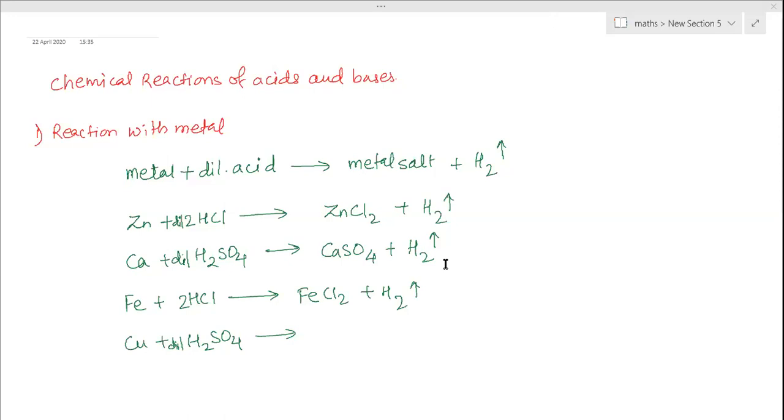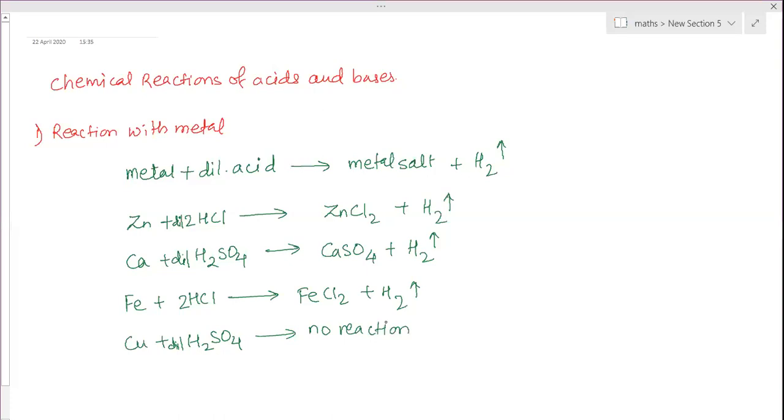Yes, in this one what happens? All these reactions are displacement reactions. The metals above hydrogen in the reactivity series are able to displace hydrogen. But in case of copper, this is a dilute acid. So when dilute sulfuric acid combines with copper, copper is less reactive than hydrogen, so copper does not have the ability to displace hydrogen. So with dilute sulfuric acid, no reaction takes place.